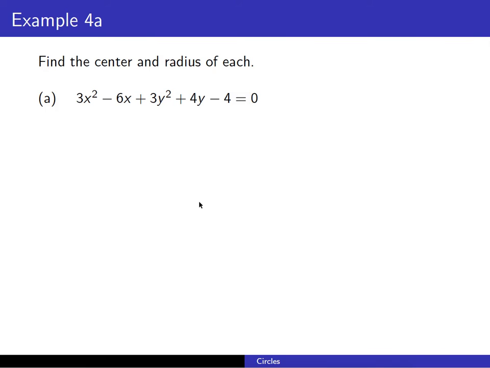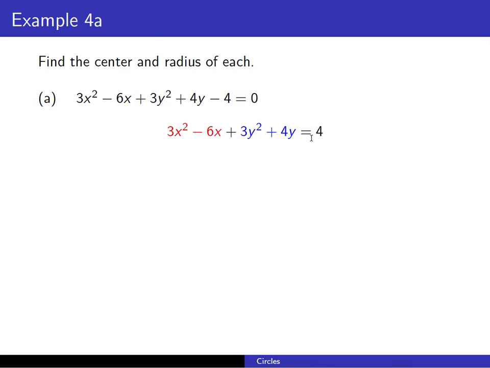So example 4a: find the center and radius for 3x² − 6x + 3y² + 4y − 4 = 0. So the first step was to take this constant of −4 and move it over to the right hand side by adding it. So we have 3x² − 6x + 3y² + 4y = 4. So just moving that −4 over to the right.